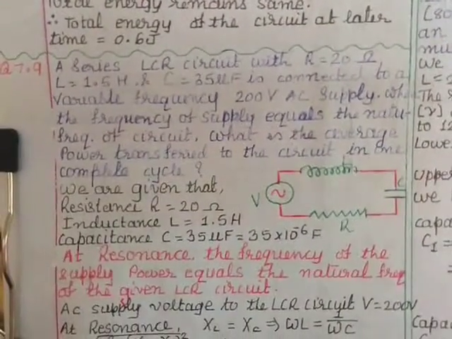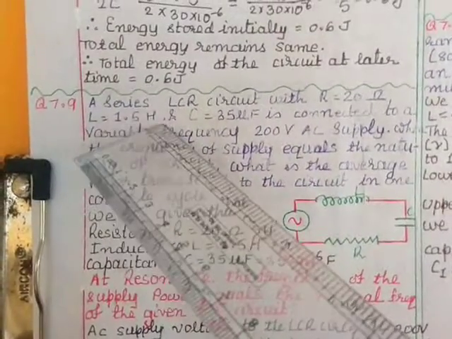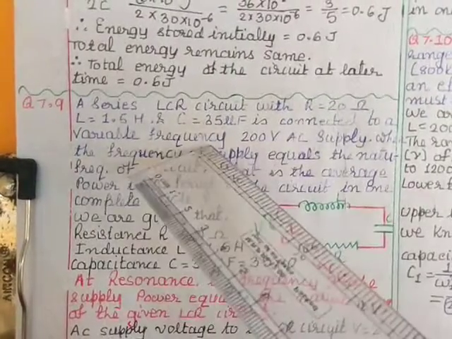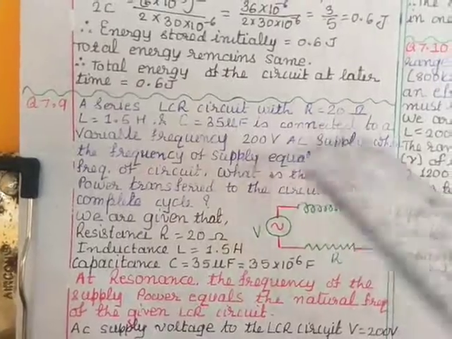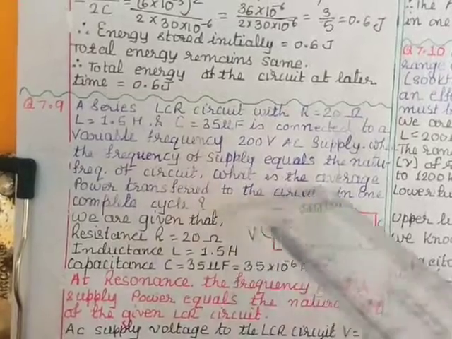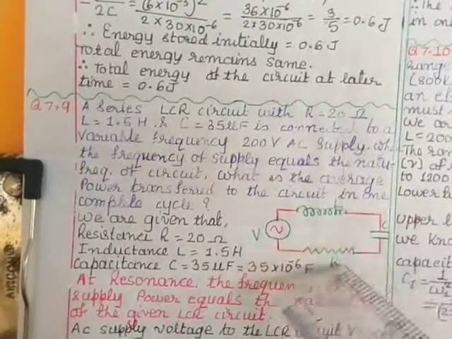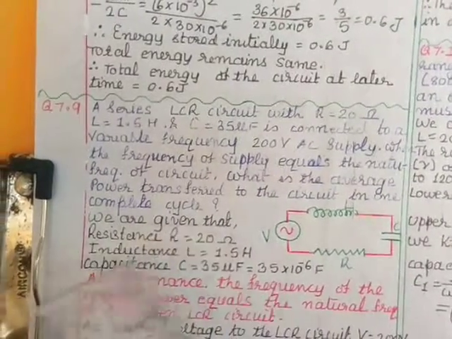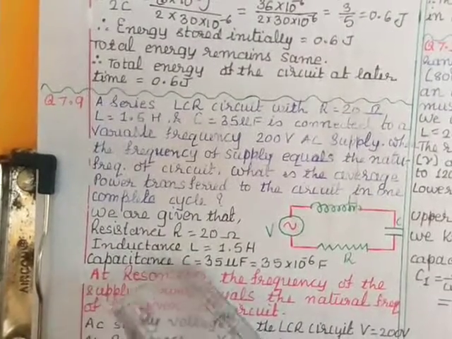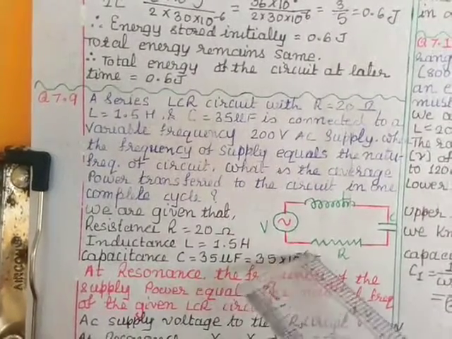Question number 7.9. A series LCR circuit with R equal to 20 ohm, L equal to 1.5 Henry, and C equal to 35 microfarad is connected to a variable frequency 200 volt AC supply. When the frequency of supply equals the natural frequency of circuit, what is the average power transferred to the circuit in one complete cycle? So this is LCR series combination. We are given that resistance R is equal to 20 ohm, inductance L is equal to 1.5 Henry, capacitance C is equal to 35 microfarad. Convert into farad, so it gives you 35 into 10 to the power minus 6 farad.